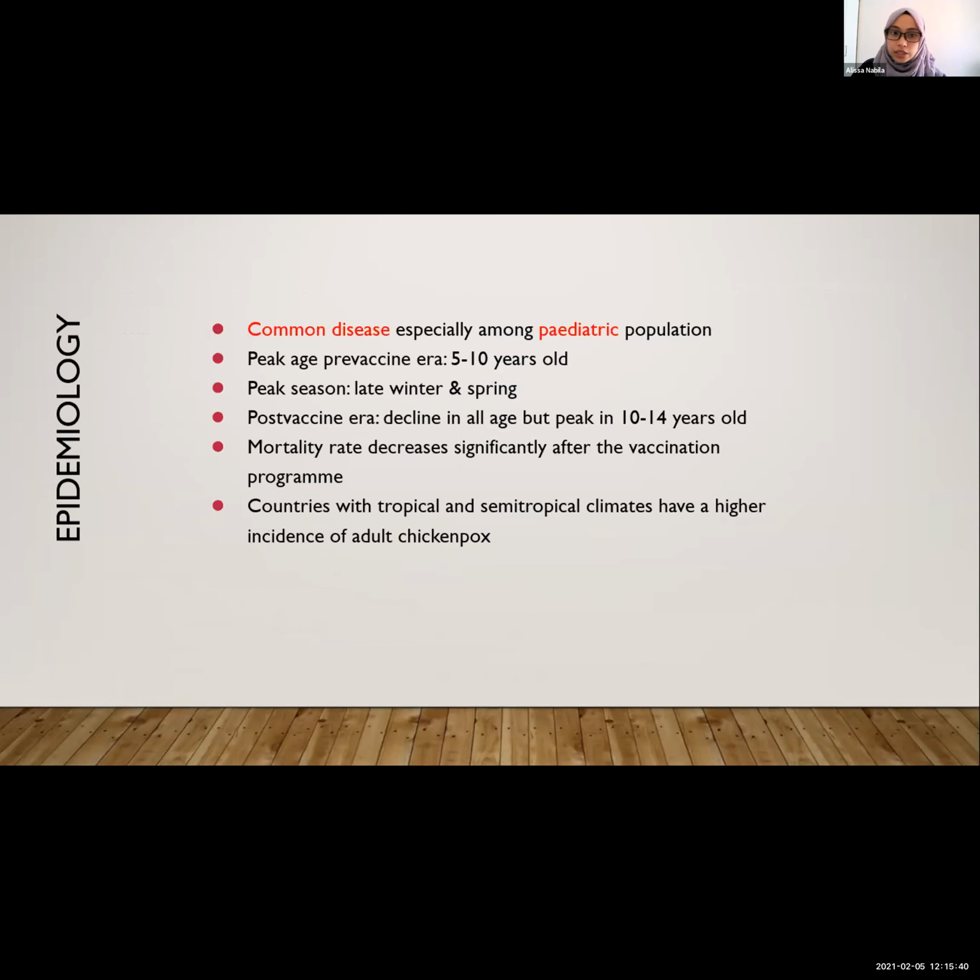For epidemiology, it is a very common disease among the pediatric population. In the pre-vaccine era, the peak incidence was around 5 to 10 years old, but in the post-vaccine era it is much later, around 10 to 14 years old. The peak season is late winter and spring, because during this time people tend to sneeze and cough, which transmits the disease easily. After the vaccine era, the incidence and mortality rate decreased significantly. Countries with tropical and semi-tropical climates have a higher incidence of adult chickenpox compared to temperate climates.